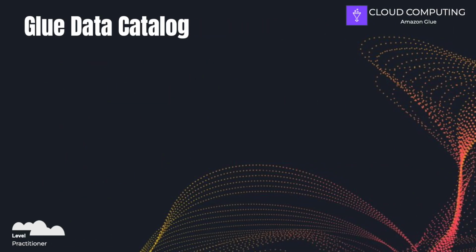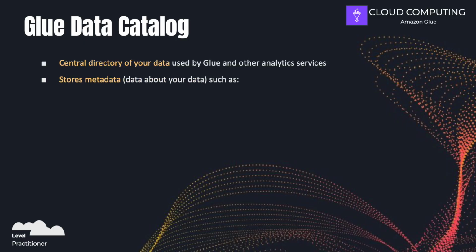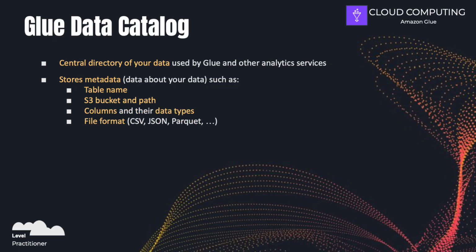Alright, as we mentioned data catalog, let's talk about it for a second, as it's one of the most important components of Glue. Think of the Glue data catalog as a central directory of your data, a place where Glue stores metadata, which is data about your data. For example, for a table in S3, metadata might include the table name, which S3 bucket and path the files are in, the columns and their types, the file format like CSV, JSON, or Parquet, and other similar information. This catalog acts as a unified metadata layer that multiple AWS analytics services can rely on, so they all share a consistent understanding of your dataset.